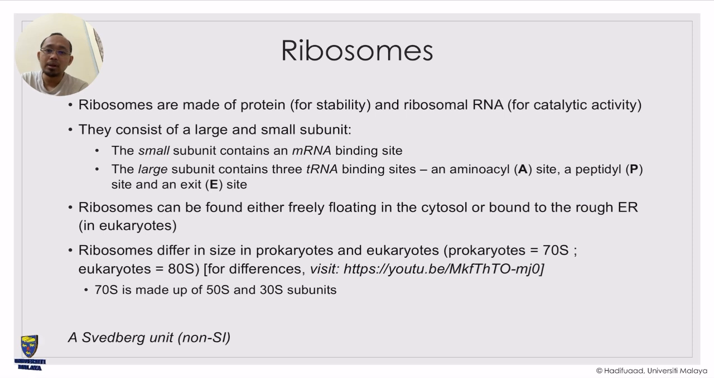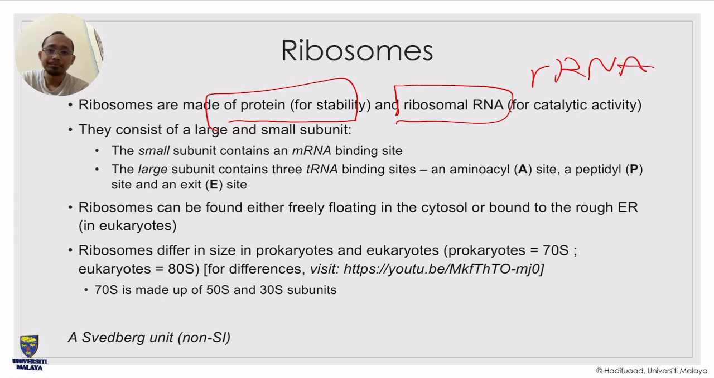So ribosomes are made up of protein for stability and ribosomal RNA, or rRNA, as I mentioned just now. And RNA is basically responsible for the catalytic activity. So this is where the catalysis of protein synthesis takes place. I recall this not because I'm teaching it, but because I learned about it back when I was doing my degree. It's the process of protein synthesis, which we're going to look at in a few slides.